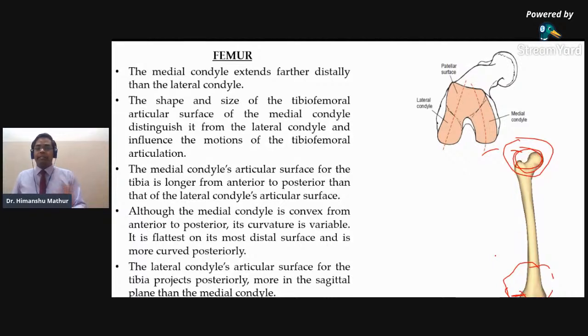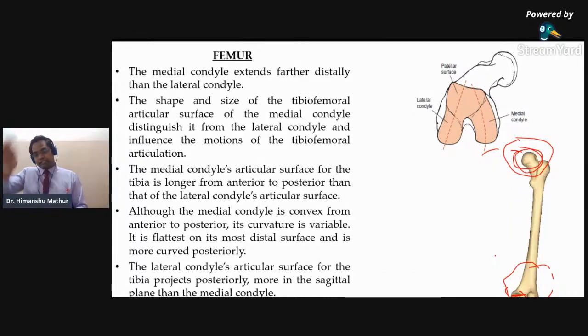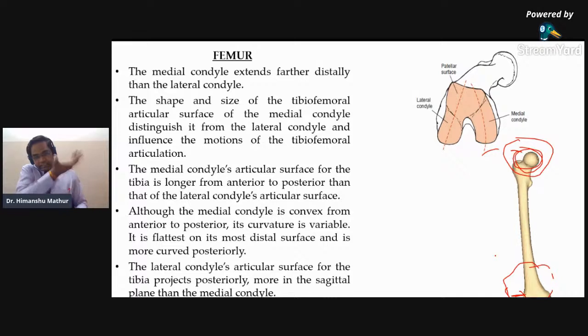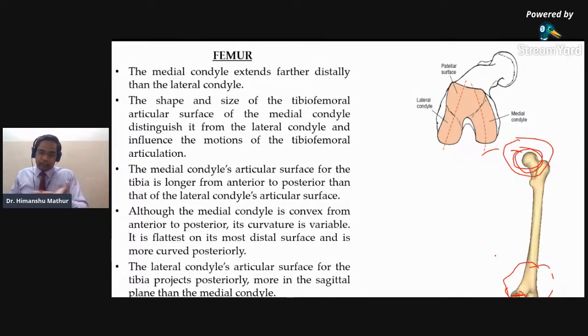Okay, now the medial condyle's articular surface for the tibia is longer in the anteroposterior direction than that of the lateral condyle. We discussed it because it has to increase the surface area for articulation, so that it can lower the pressure and lower the chances of early degeneration. All right. Although the medial condyle is convex from anterior to posterior, its curvature is a little variable because it starts with a classical convexity, then it gets a little flattened, and then the convexity starts again. The little flatness is because of efficient weight distribution.